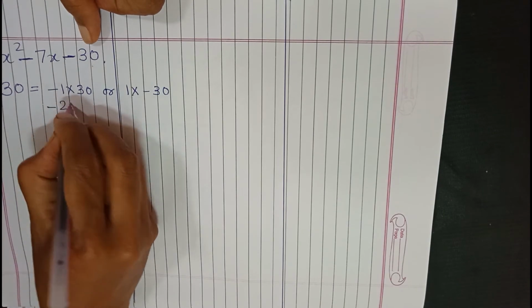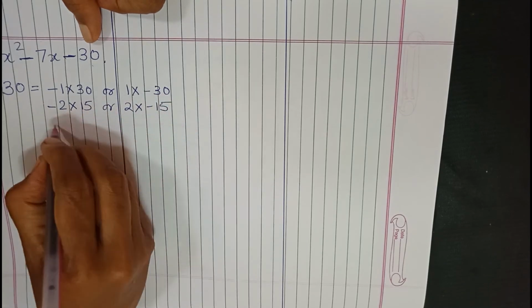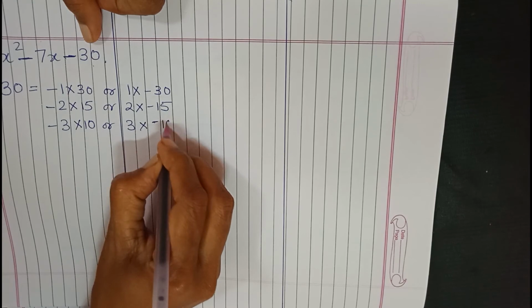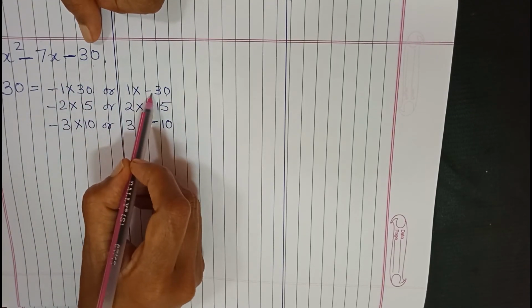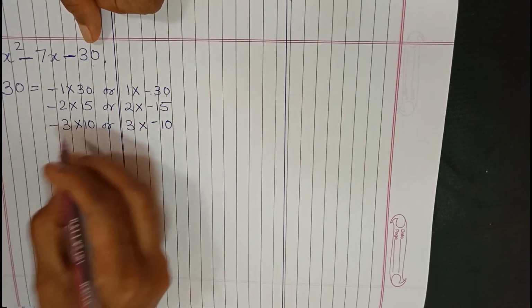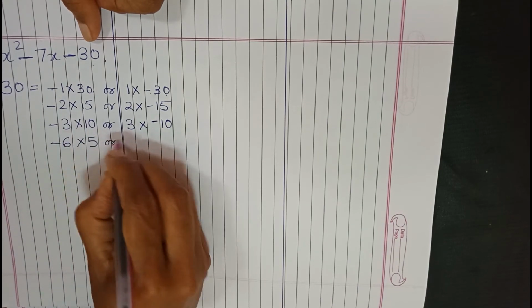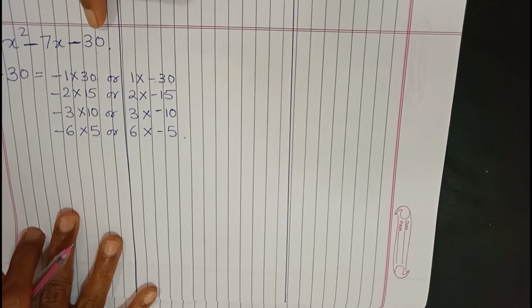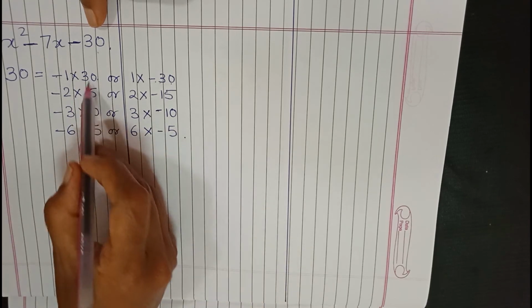Next is minus 2 into 15 or 2 into minus 15. Next minus 3 into 10 or 3 into minus 10. That is, I am taking both the options. In 1 and 30, 1 can be negative or 30 can be negative. Any one number can be negative and then we will decide which one to take. Next I have minus 6 into 5 or 6 into minus 5. Right? So these are the four options that we have, the four factors of 30.